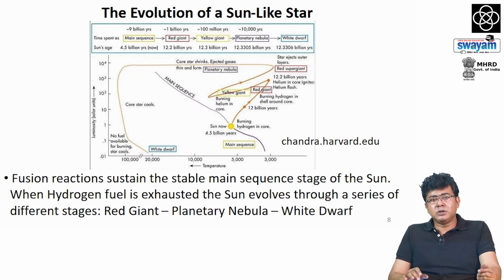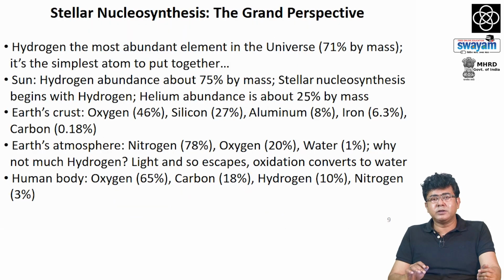So, let us briefly go through these various steps of stellar evolution to see what is the ultimate fate of the sun. Before we get there, it will be good for us to have a look at stellar nucleosynthesis and to begin this process with an understanding of the overall perspective of how different elements come into being. If you consider the universe, the most abundant element is hydrogen, which is 71% by mass, followed by helium. The hydrogen atom is the simplest atom to put together, so it is not surprising that it is the most abundant element in the universe.